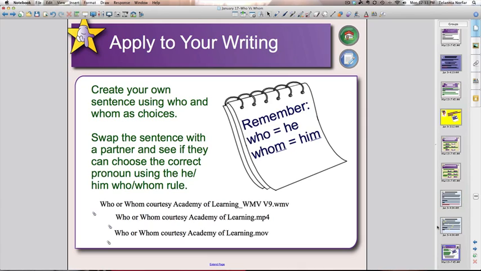Now, create your own sentence using who and whom as choices. Then swap the sentence with a partner and see if they can choose the correct pronoun using the he or him, who, whom rule. So remember, who equals he, whom equals him. Unpause the video when everyone is done.